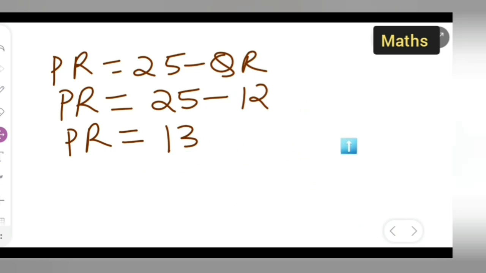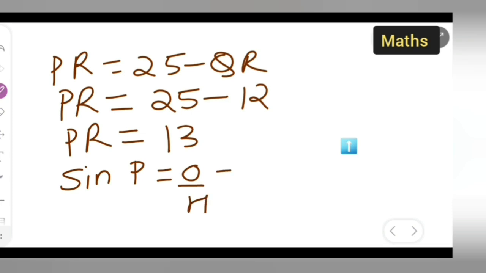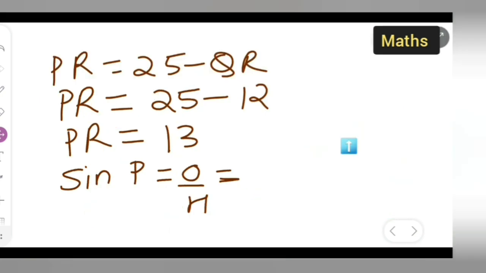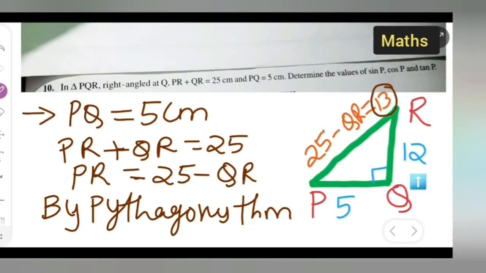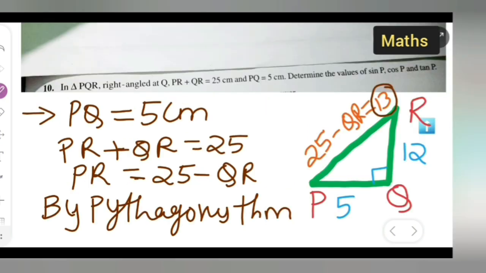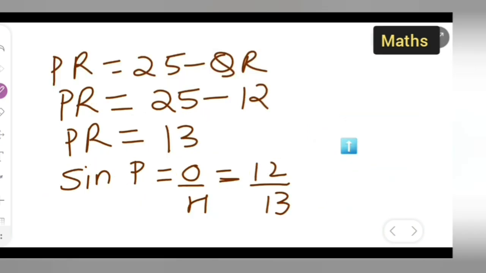Now you can write down sin P. Sin P is equal to opposite upon hypotenuse. Now opposite of P is what? Opposite of P is QR. So QR is nothing but 12. So I can write down 12 upon, what is the hypotenuse over here? PR is the hypotenuse, so I can write down hypotenuse is 13, right? So what we are getting, sin P is equal to 12 upon 13.